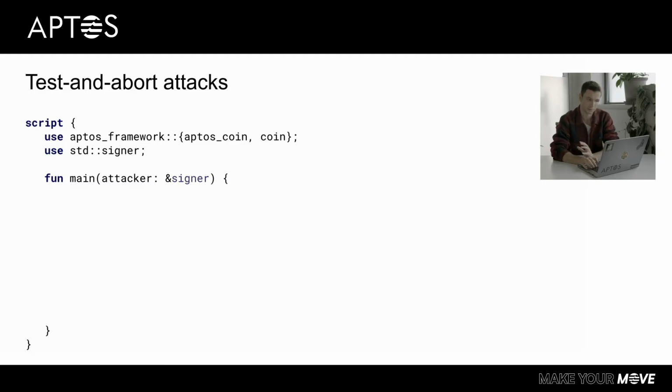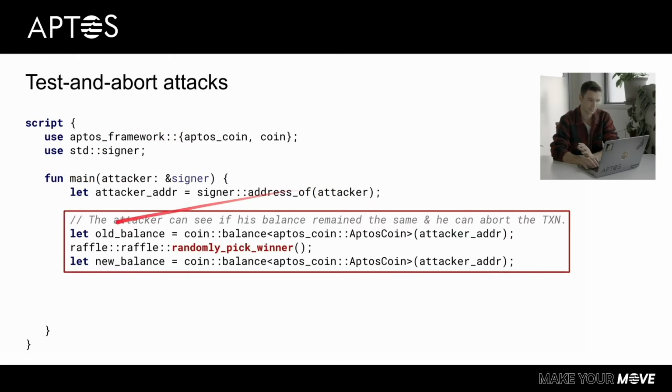So here's how this attack would work. The attacker writes a Move script where he fetches his own address, and then he fetches his balance before calling randomly pick winner and after calling randomly pick winner. And he can check if his new balance is the same as his old balance. If that's the case, that means he didn't win the raffle because his balance hasn't changed. So then he can abort the transaction. That's not so great because the attacker can repeatedly do this until the new balance is changed and he gets paid, and actually bias the choice of the winner in the raffle.